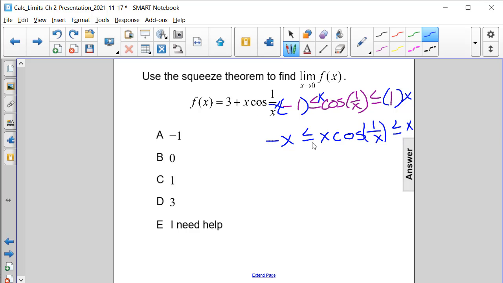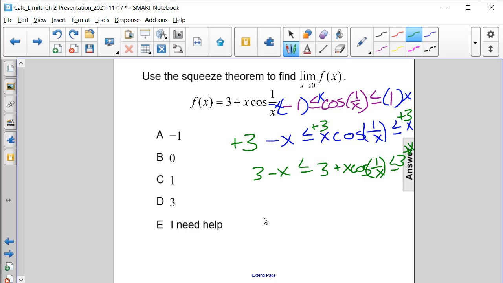And now we have a 3 added to this out in front. So if we add 3, and add 3 in the middle, we will get 3 minus x is less than or equal to 3 plus x times the cosine of 1 over x, which is less than or equal to 3 plus x. And now we can use the squeeze theorem with the left and right sides of our compound inequalities to determine this limit.